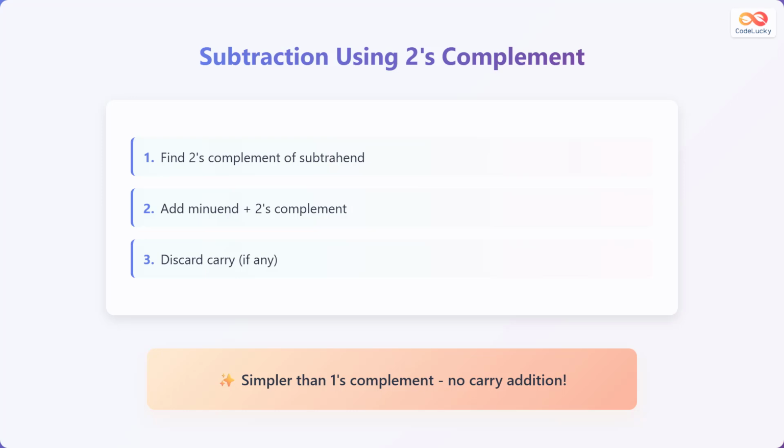Now let's see how to perform subtraction using 2's complement. The steps are as follows. First, find the 2's complement of the subtrahend. Second, add the minuend to the 2's complement of the subtrahend. Third, discard any carry that may result from the addition. The main advantage of using 2's complement for subtraction is that it is simpler than 1's complement, because there is no need for carry addition.